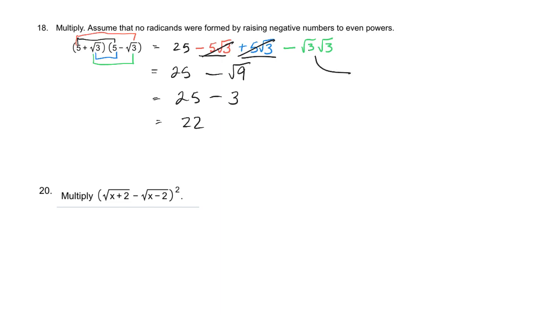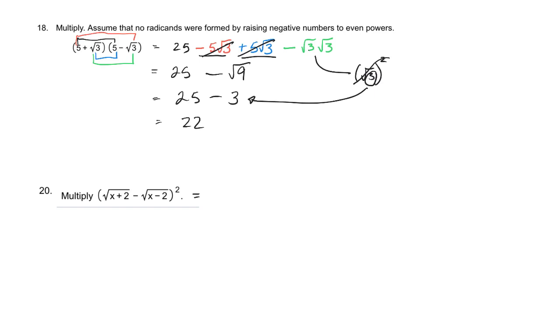Now this question here, the root 3, there's two of those. I could have written that as root 3 all squared. And then the squared and the square root cancel each other out, leaving me with just a 3. It's another way you can think about it.